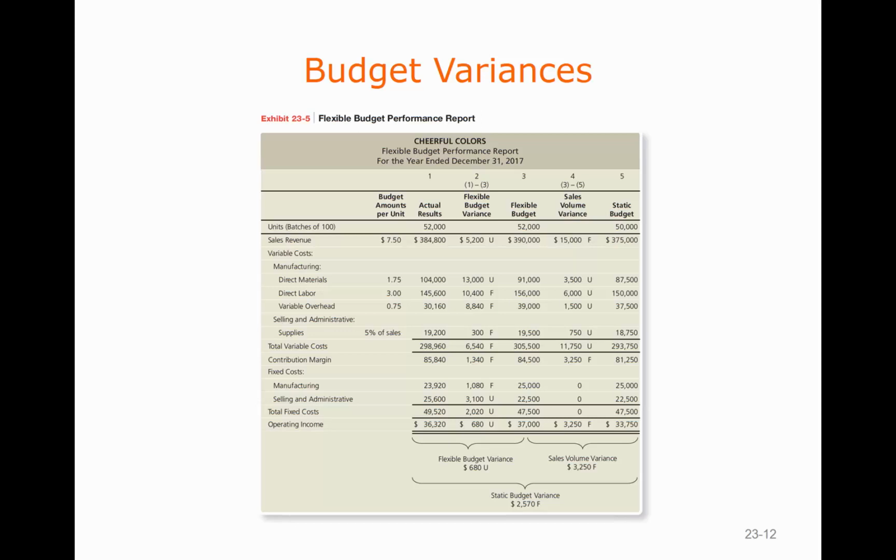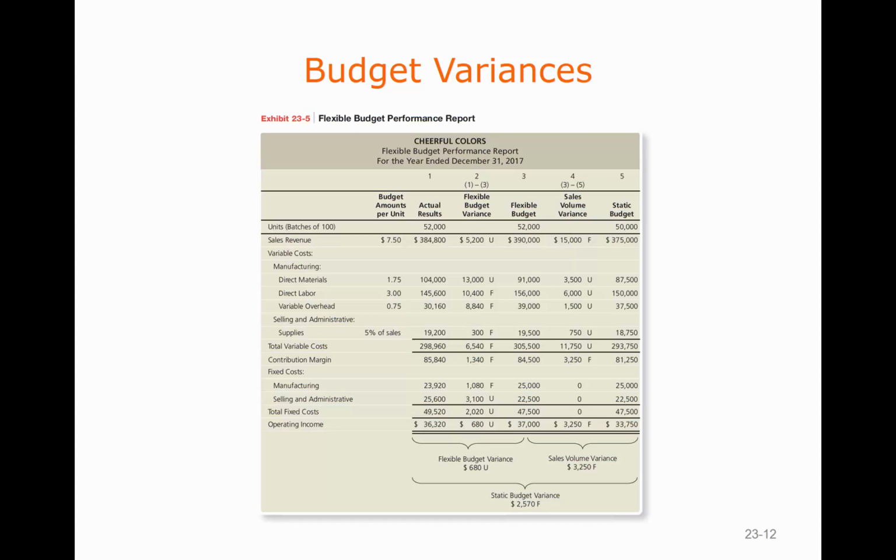Okay? Direct labor, if we compare actual results to the static budget, we'll see about a $4,400 unfavorable variance between those two. But if we compare it to the flexible budget, we have a $10,400 favorable variance. So apparently our increasing volume is saving us money here, on direct labor and variable overhead.